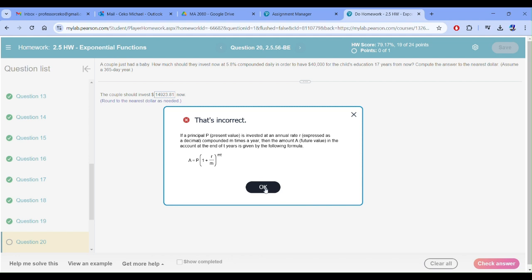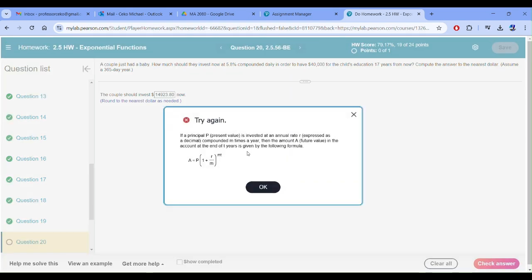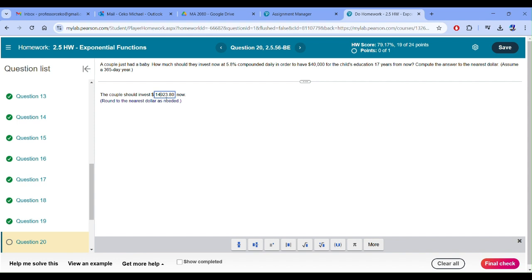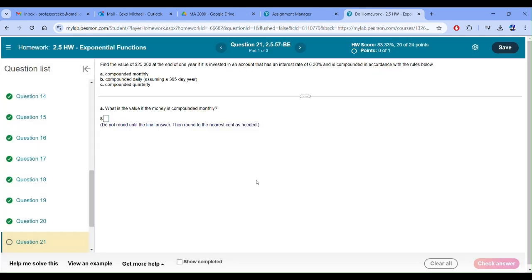Oof, I was close. What if I do 80? No, the couple should invest 14,920, or round to the nearest dollar. Wow, that's really cool.